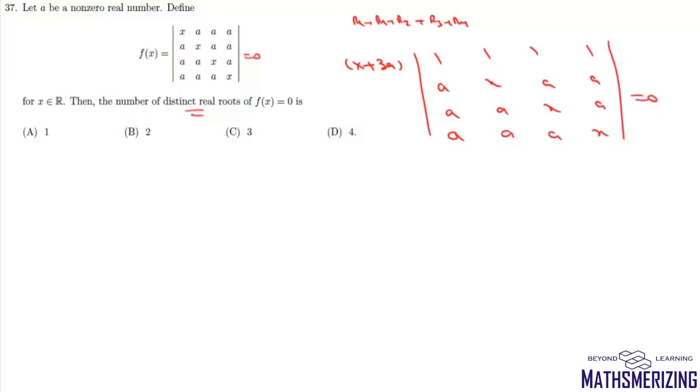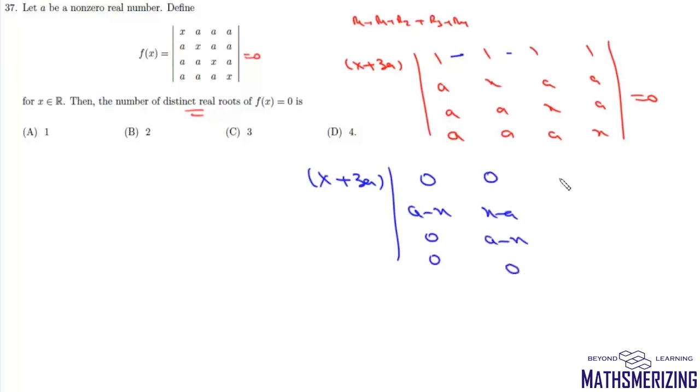Now what we'll do is, we'll write C1 as C1 minus C2, C2 as C2 minus C3, and C3 as C3 minus C4. So we can write this as x plus 3a, and here it will be 0, a minus x, 0, 0, it will be 0, x minus a minus x, 0, and then 0, 0, x minus a minus x, and will be 1, a, x, and it will be 0.